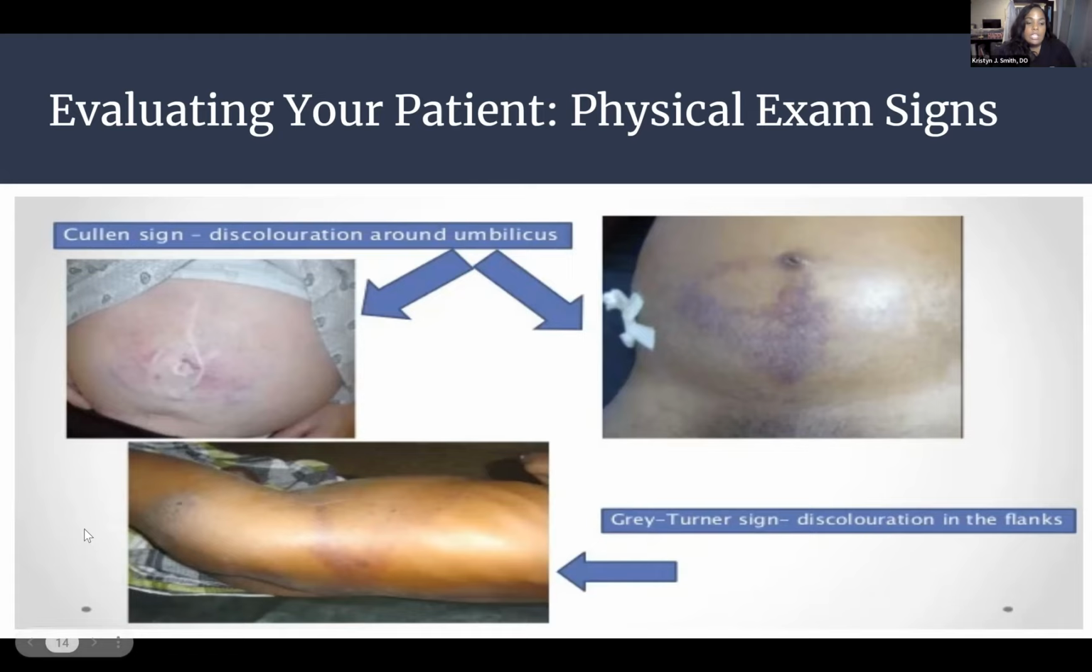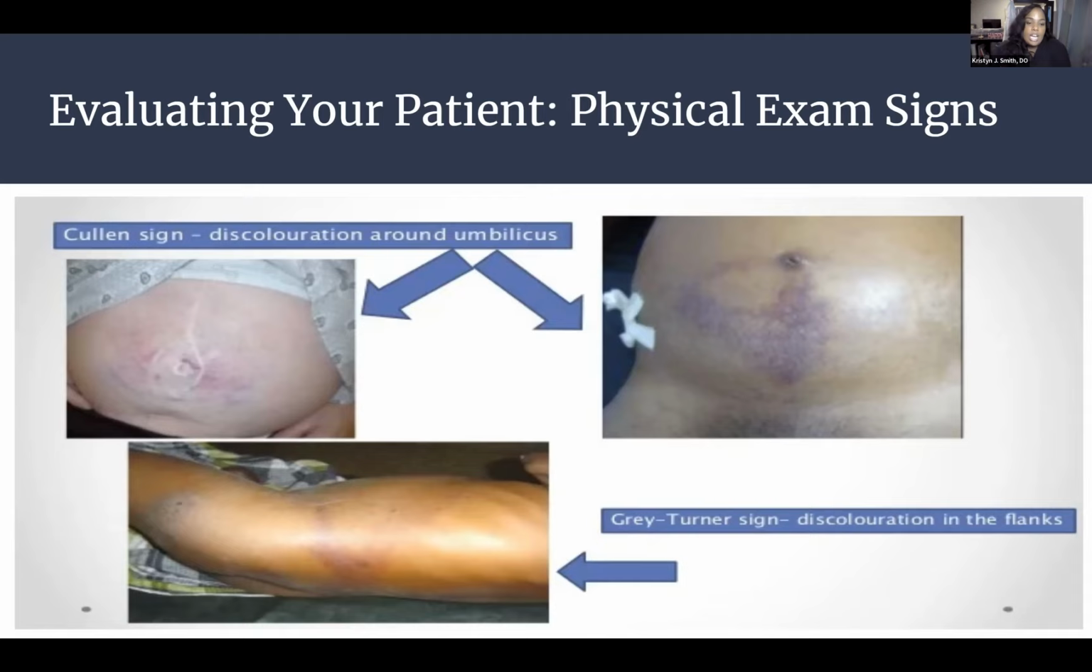So these signs can be indicative of a multitude of diseases, most notably pancreatitis, a ruptured ectopic pregnancy, or retroperitoneal intra-abdominal hemorrhage. So obviously, if you see these signs on a patient, you have more concern that they have an acute abdomen and they may need emergent surgery.